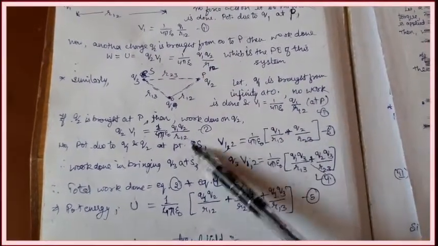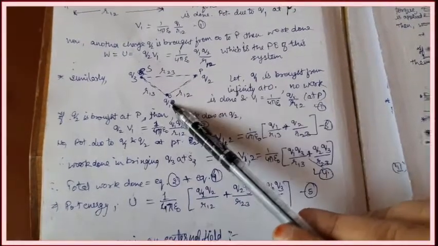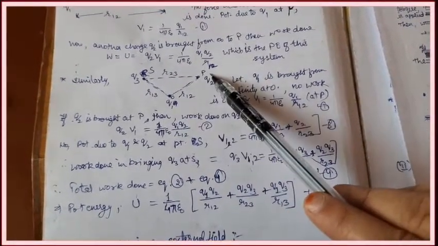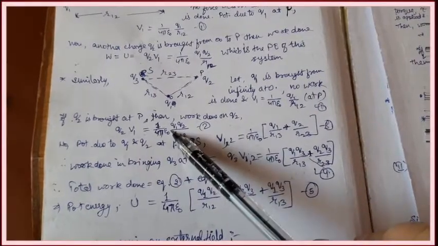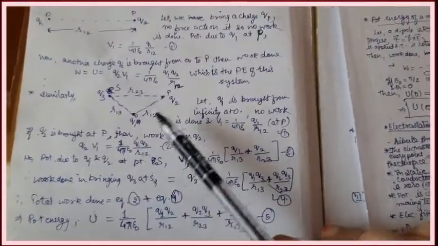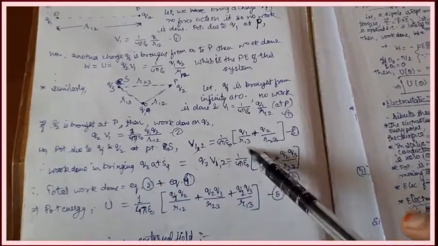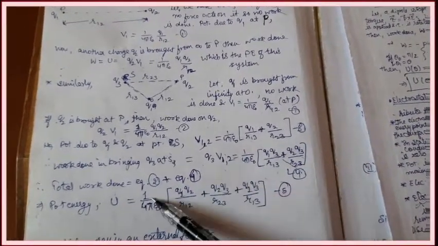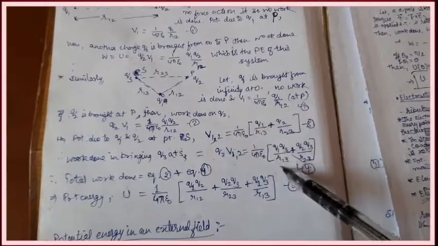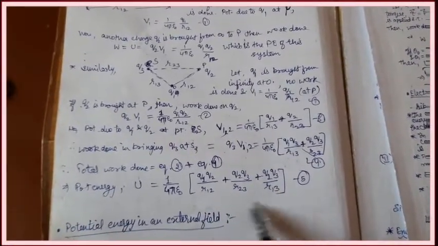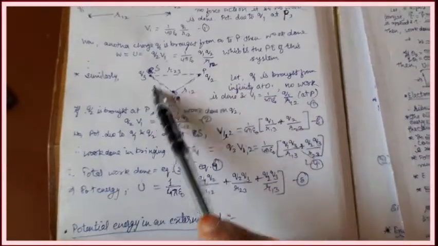So the work done in bringing q1 is 0, work done bringing q2 is given by equation 2, and work done bringing q3 is given by equation 4. So total work done is 0 for q1 plus equation 2 for q2 and equation 4 for q3. So we add up equation 2 and 4 and 0 and we get the total work done, which is also the potential energy of the system of charges.